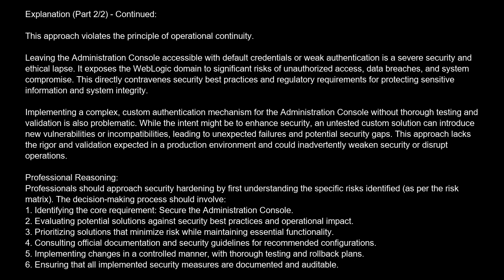Professional reasoning. Professionals should approach security hardening by first understanding the specific risks identified as per the risk matrix. The decision-making process should involve: 1. Identifying the core requirement: secure the administration console. 2. Evaluating potential solutions against security best practices and operational impact.